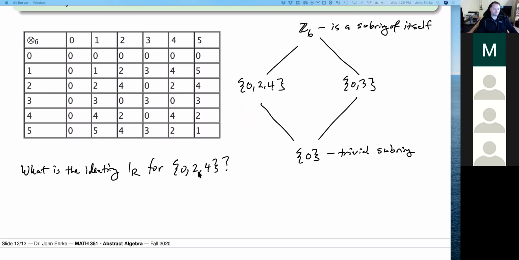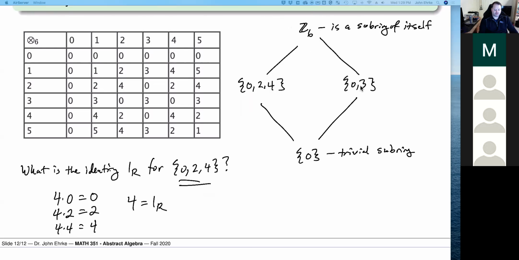What do y'all think? Is it 4? Well, let's look. 4 times 0 is 0. 4 times 2 is 8, but mod 6, that's 2. 4 times 4 is 16, but mod 6 is 4. So if you multiply 4 by another element of this ring, you get that same element back. So 4 turns out to be the identity for this subring. So I'm not willing to say yet that if the entire ring has an identity, then so too will its subrings. But that's something that you should be very aware of.